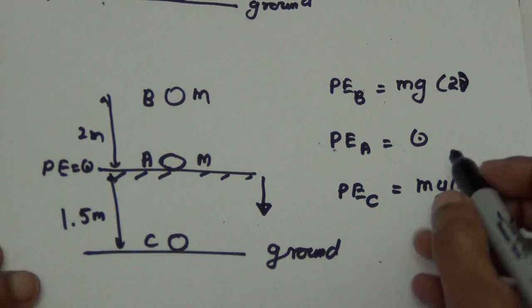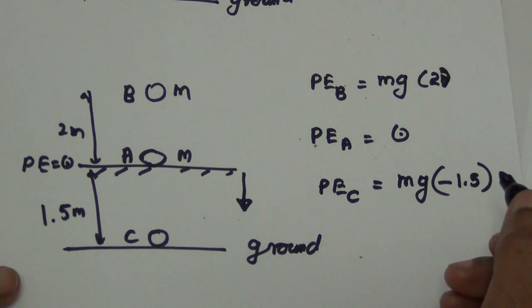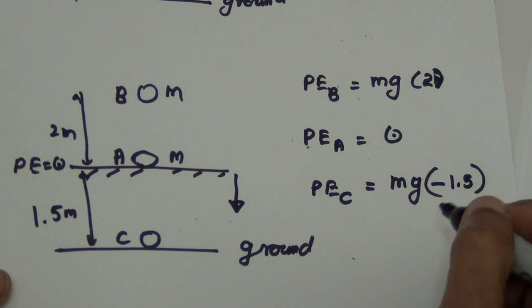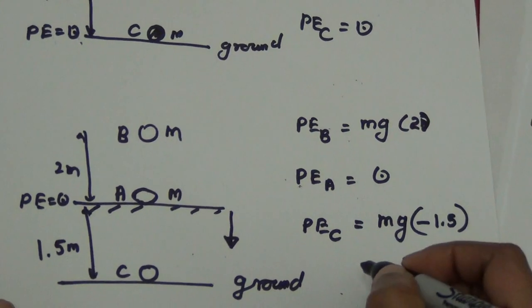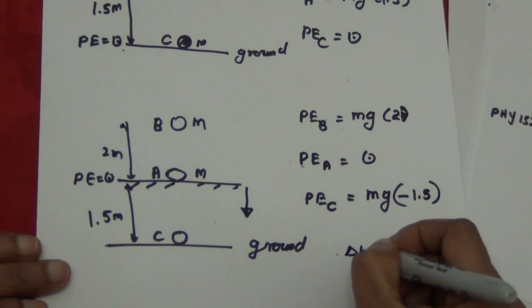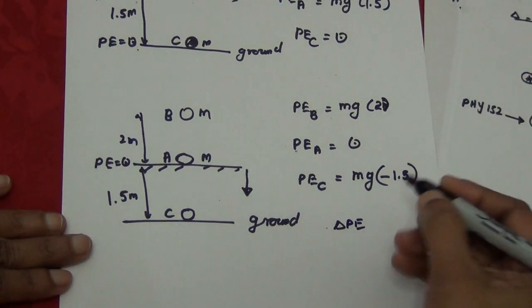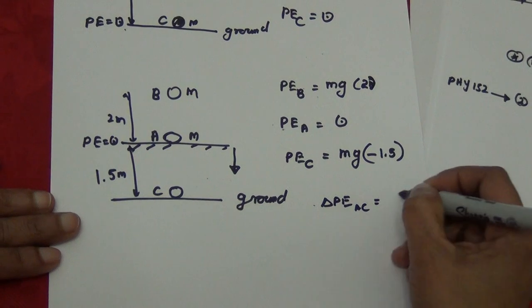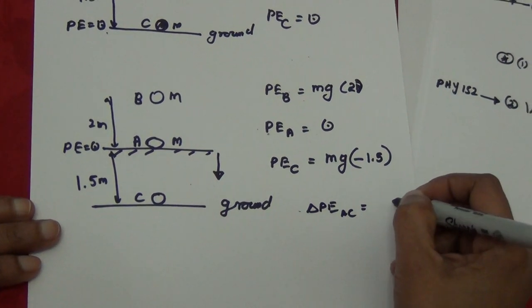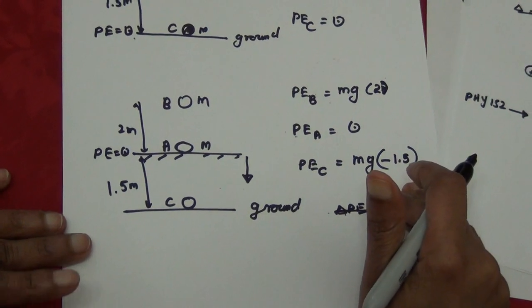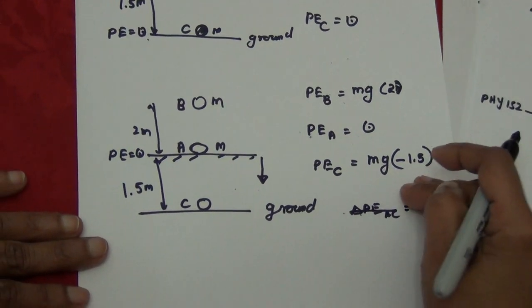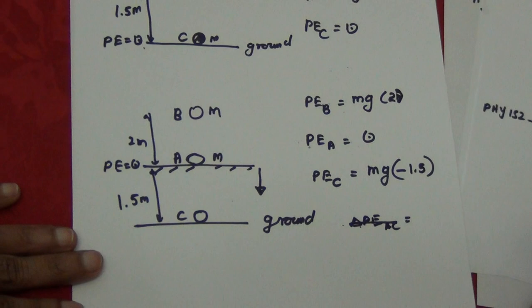So you can see an example in the book. I'll post that on Blackboard. So in any case, if you find the change in potential energy between two levels like A and C, you will find they are equal, right? So here I'm not going to do that. I'm going to stop here, right? Because we need this when we use conservation of energy.